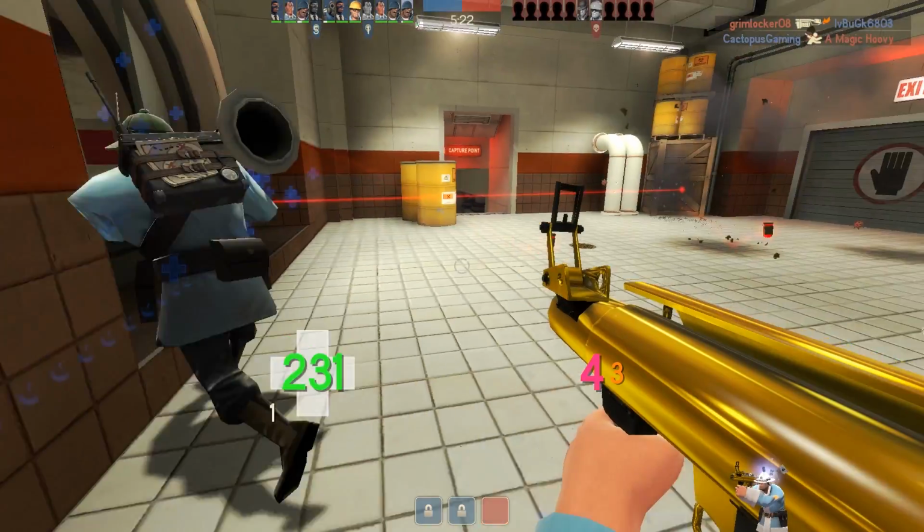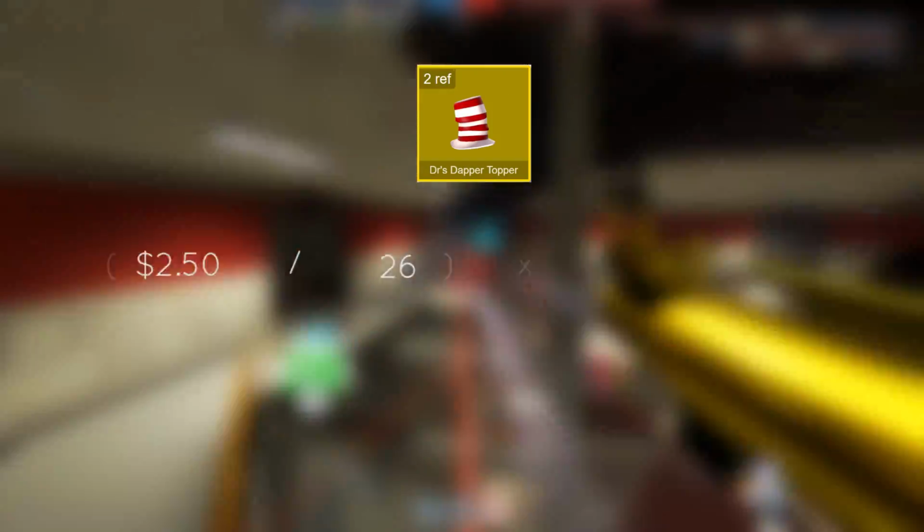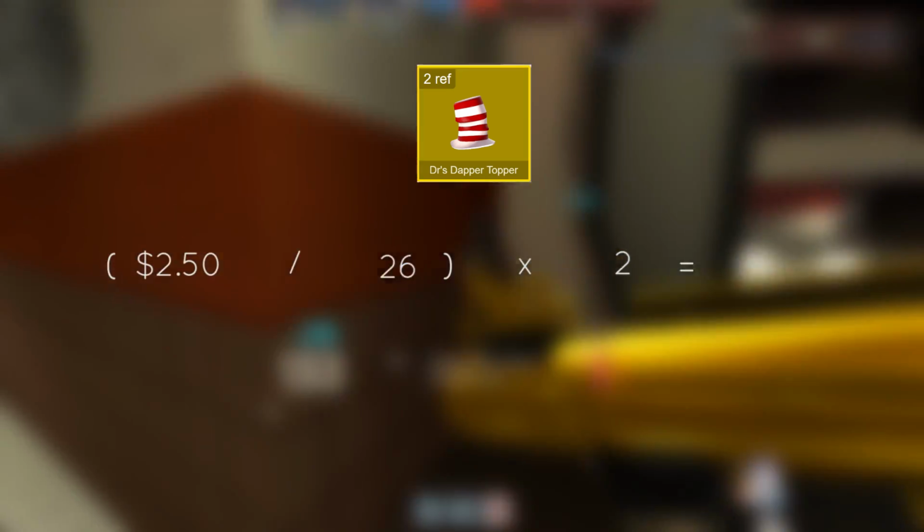On the converse, if keys went down to 20 ref, Backpack.tf would change the website value of refined to be 2.5 divided by 20 or 12.5 cents. Putting this into perspective, if keys are 26 ref like they are now, Backpack.tf would value a 2 ref item at 2.5 divided by 26 times 2 and display a value of roughly 19 cents.